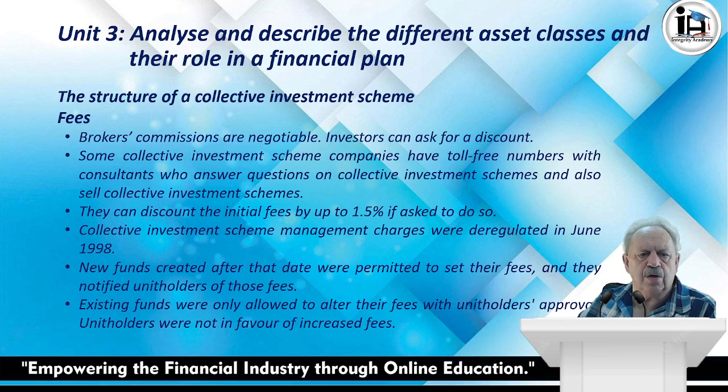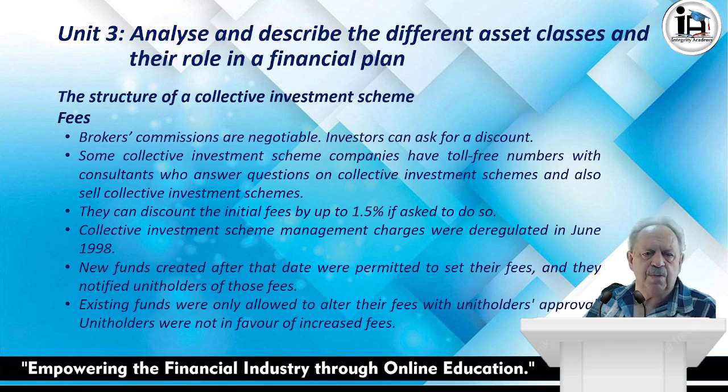Broker commissions are negotiable. Investors can ask for a discount. Some collective investment scheme companies have toll-free numbers with consultants who answer questions on collective investment schemes and also sell collective investment schemes. They can discount the initial fee by up to 1.5% if asked to do so.